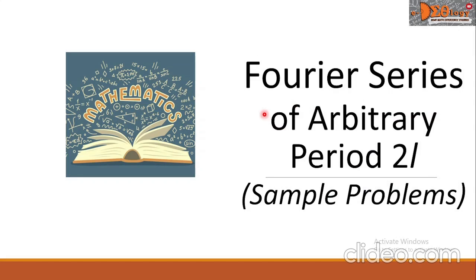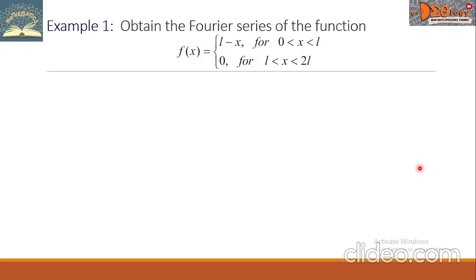Hi everyone! Today we're going to see sample problems for the topic Fourier series of arbitrary period 2L. Example 1. Obtain the Fourier series of the function f of x equals L minus x for x between 0 to L, and f of x equals 0 for x between L and 2L.